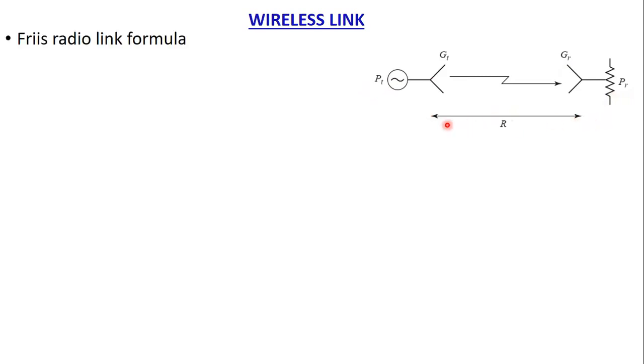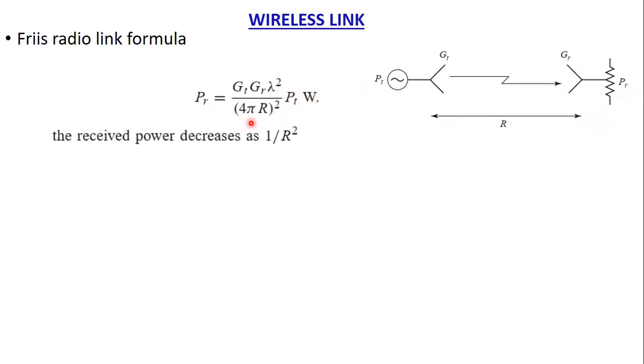Then we know from the Friis radio link formula that received power is equal to the gain of the transmit antenna, the gain of the receive antenna, lambda square, the wavelength at the frequency of operation, over 4 pi r square, into Pt, the power transmitted, and this is power in watts. And from here we see that the received power decreases as a function of 1 over r square. So as r, the distance between the antennas, increases, the received power decreases as a function of 1 over r square.